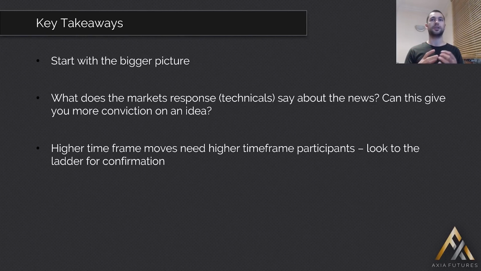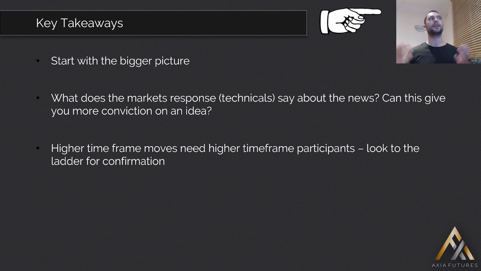And then the last piece in terms of the execution, which unfortunately we didn't get to see on the video, but that's about, well, okay, if we're expecting continuation for a higher time frame move, then we want to see some price action that suggests that there are these higher time frame or other time frame, whatever you want to call them, participants. And that was seen on the ladder by people just being willing to sell big size. And so then that obviously came into play, and we saw that trade there that was executed with really significant size.